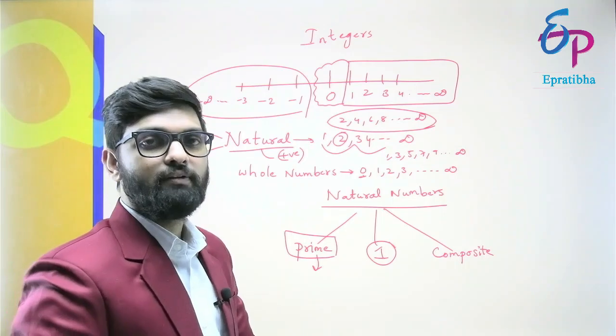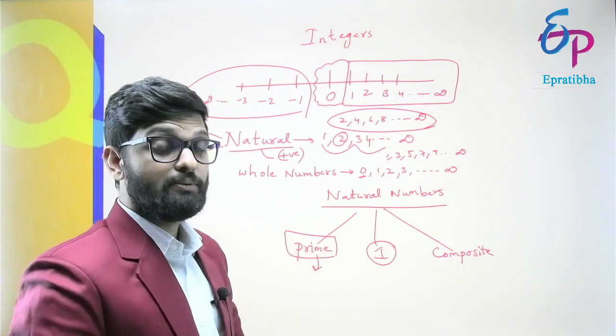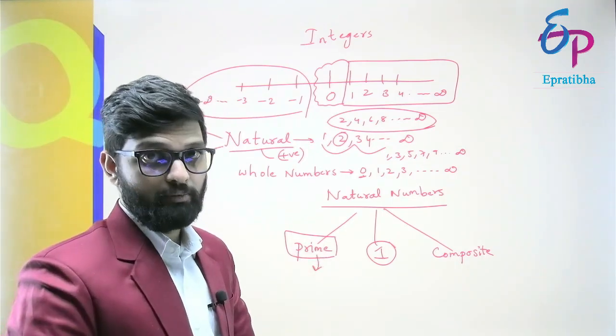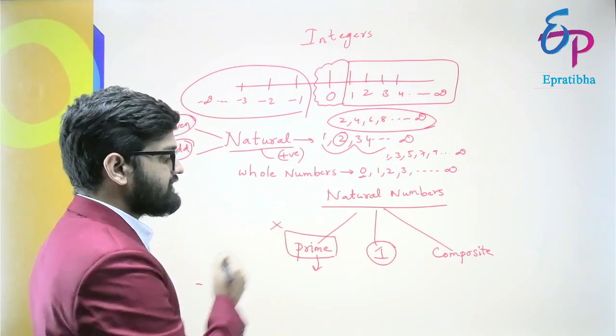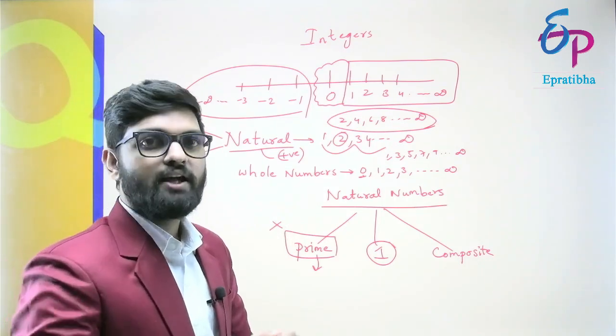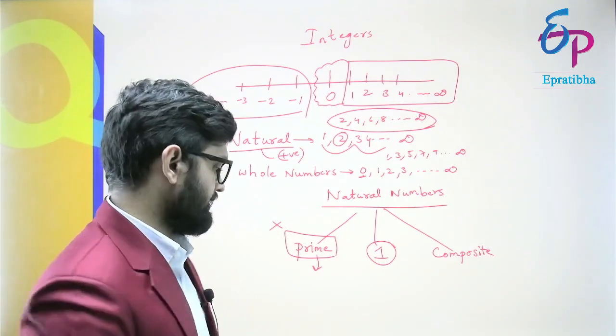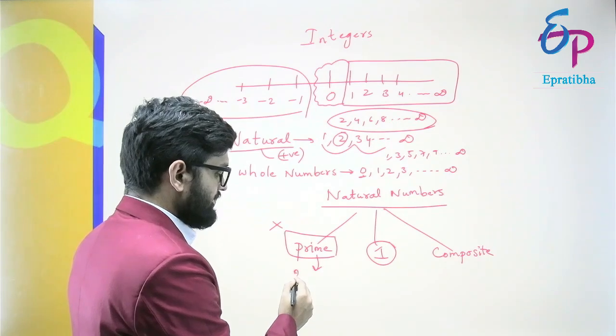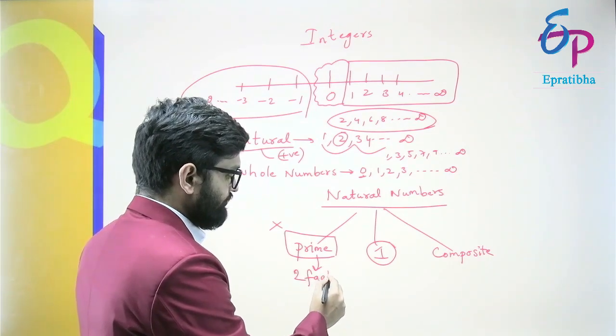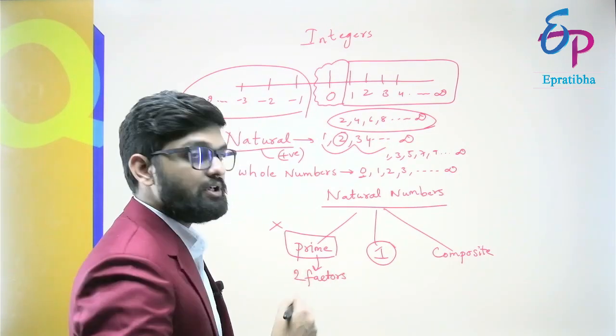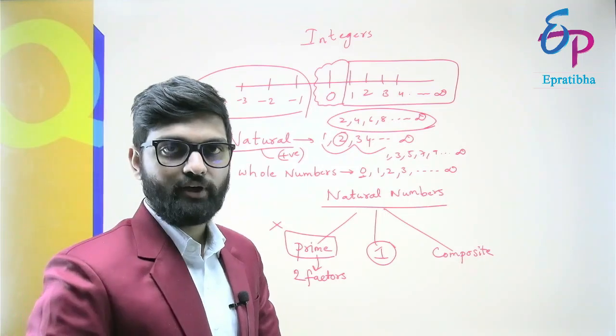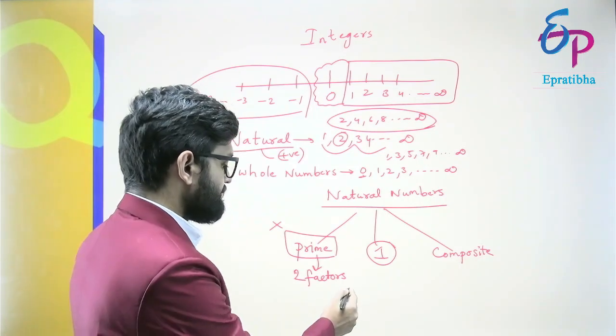Most of the people will tell that the numbers which are divisible by 1 and itself are called prime numbers. That is not the actual definition of prime numbers. The actual definition is: the numbers which have exactly 2 factors are called prime numbers.